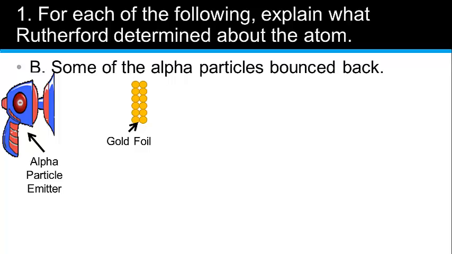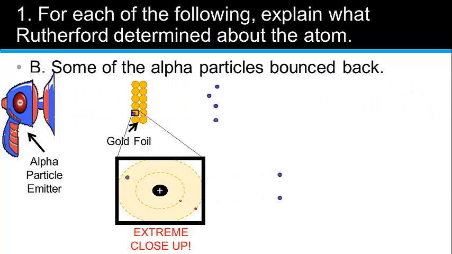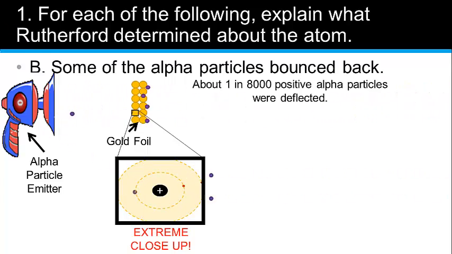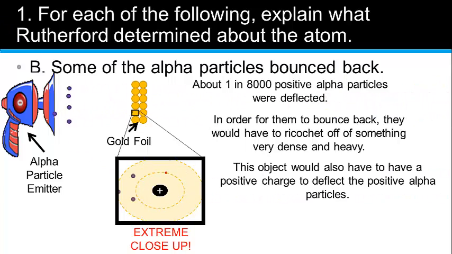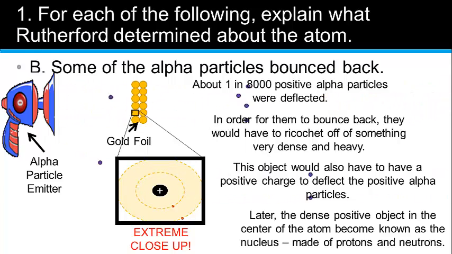Some of the alpha particles bounced back. Once again, we can take a close-up view of our gold atom, and we see that the reason this alpha particle is bouncing away is because it is coming in contact with that nucleus. About 1 in 8,000 of the positive alpha particles were deflected. In order for them to bounce back, they would have to ricochet off something very dense and very heavy. This object would also have to be positive in order to deflect positive alpha particles, because like charges repel. Later, this dense positive object in the center of the atom became known as the nucleus, made of protons and neutrons.